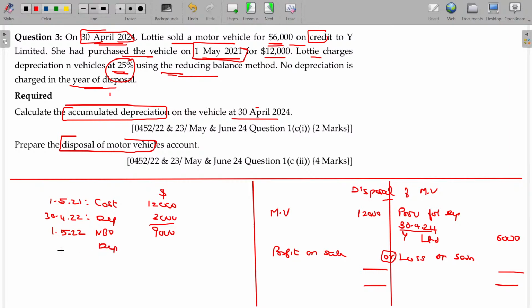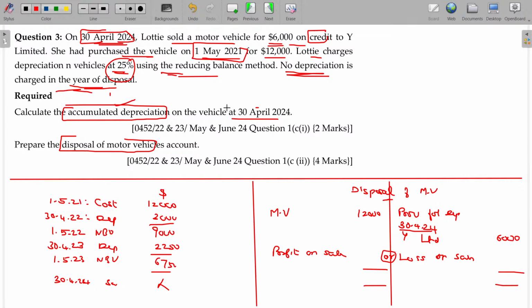Again depreciation for the next year up to 30/4/23. On this 25% being 2,250. 9,000 minus 2,250, balance being 6,750. This is the net book value on 1/5/23. But the asset is going to be sold on 30/4/24, the sale date, but we don't claim the depreciation in the year of disposal. No depreciation is charged in the year of disposal. So here you no need to provide the depreciation.